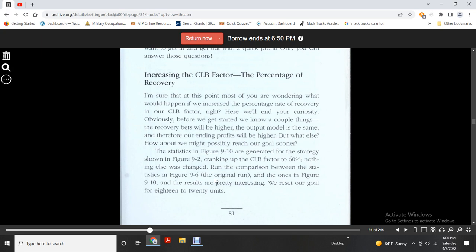Statistic figure 9.10 was generated with the strategy shown in figure 9.2, cranking up the clearance level of the betting factor to 60%. Nothing else was changed. Running a comparison between statistic figure 9.6, the original run, and figure 9.10, the result is pretty interesting. We reset our goal to 18 to 20 units.